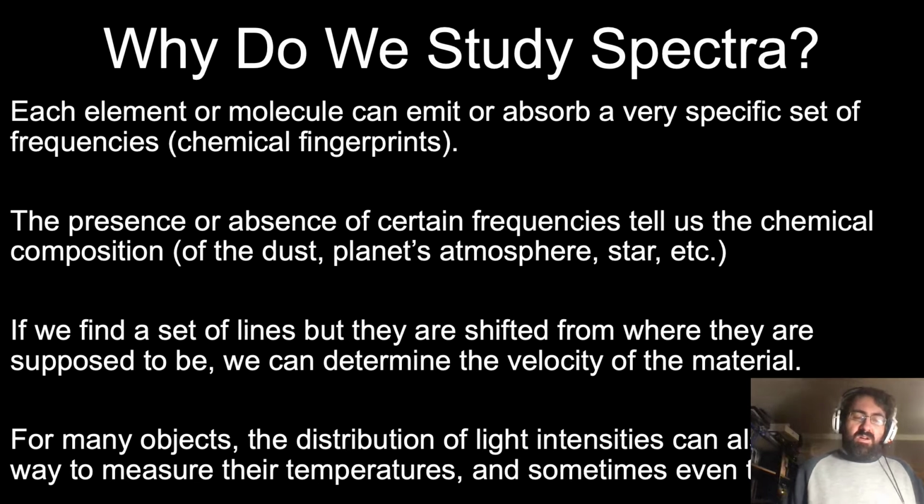And then for many objects, the distribution of these light intensities across a wide spectrum can be used to measure other properties like their temperatures or sometimes even their ages when we combine the intensity distributions, these spectra, with models and our understanding of astrophysics.